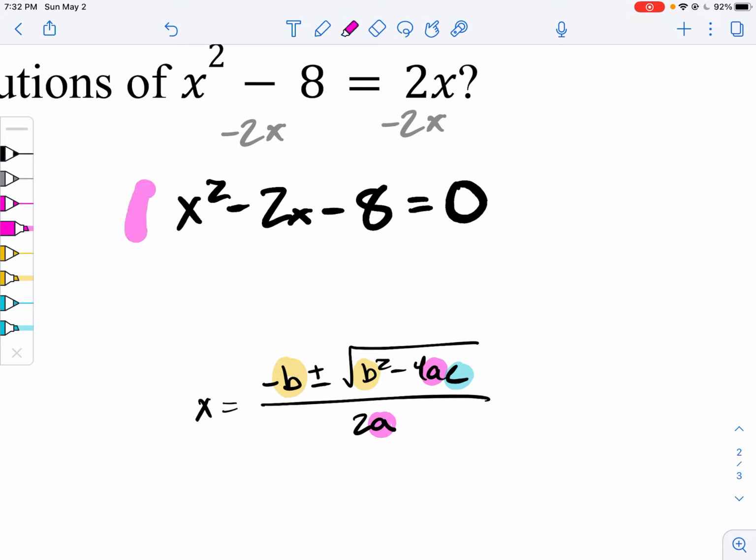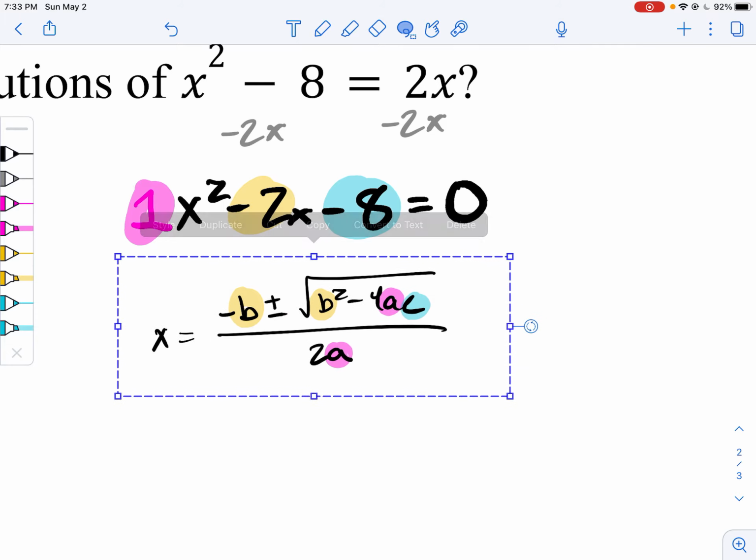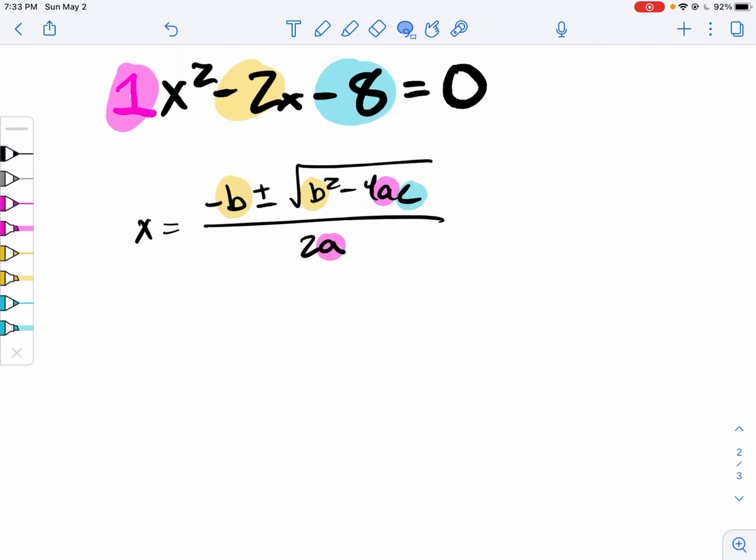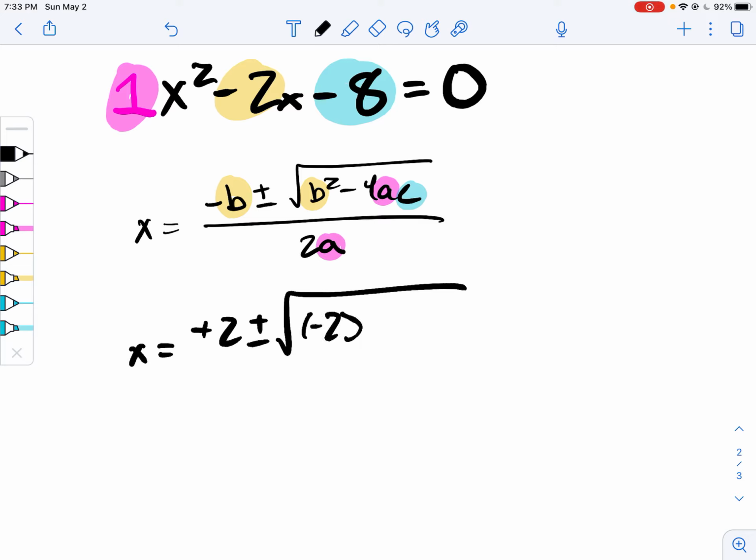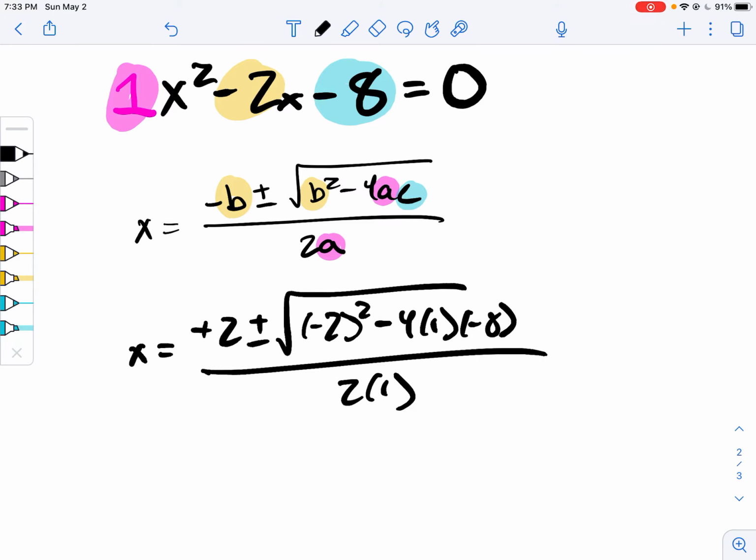Oh, now I've got a 1. My a term is 1. My b term is -2. My c term is -8. Cool beans! So now I can plug it into my awesome formula. X equals -1. Nope, I lied. Man, I shouldn't do that. X equals -2 plus or minus the square root of -2 squared minus 4 times 1 times -8, all over 2 times 1.